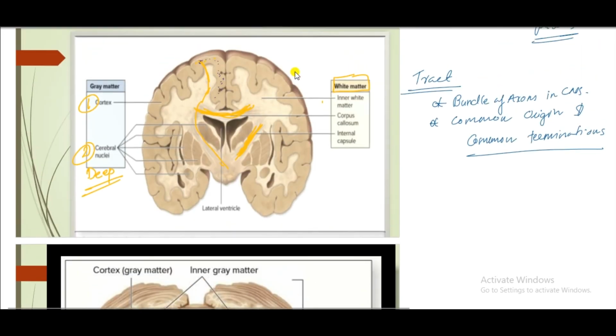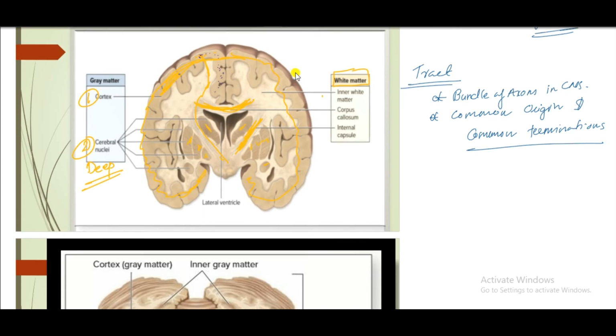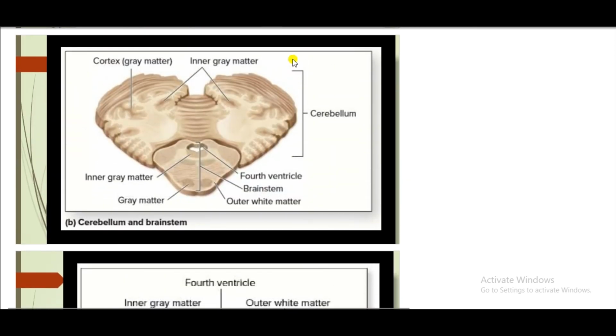So if we look here, you can see the gray matter is located on the outside in the cortex region, and white matter inside, and the cerebral nuclei are the collection of the cell bodies. It's located deep. Each one has different names, we can talk about it later.